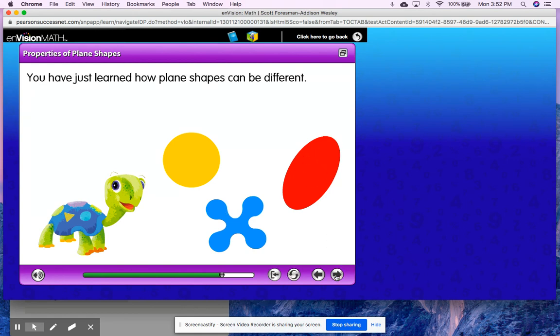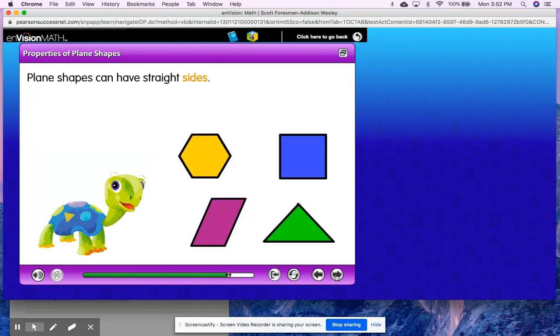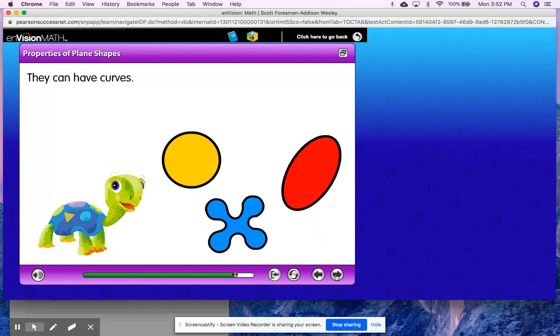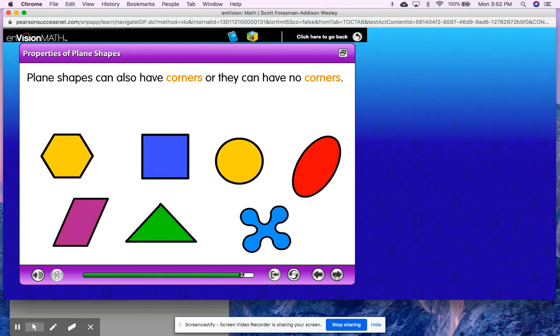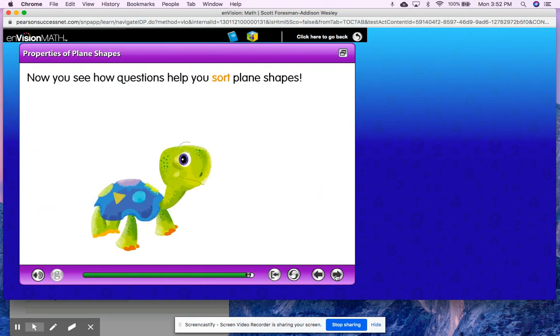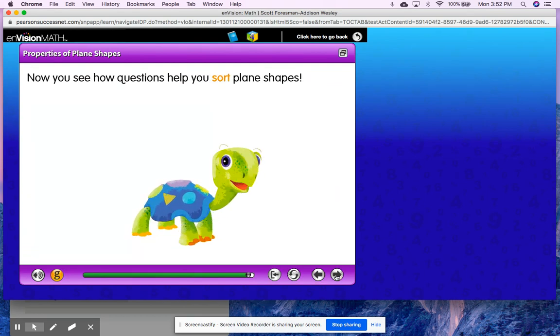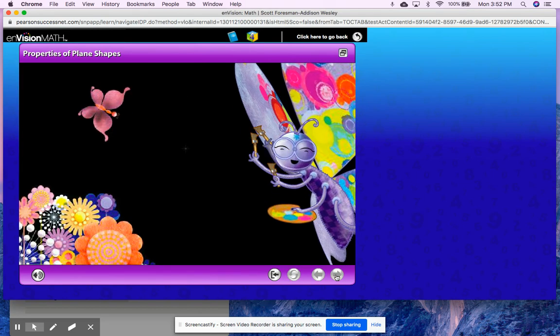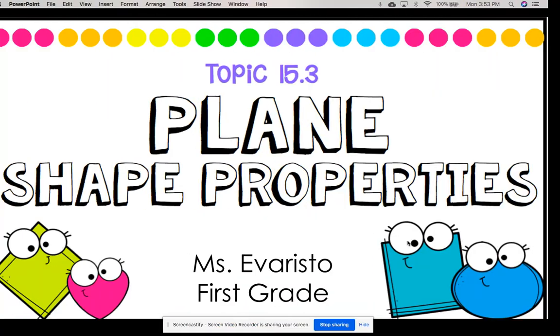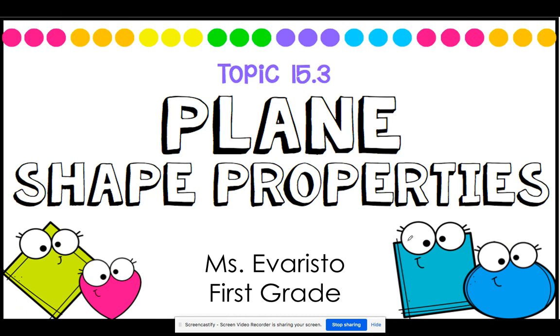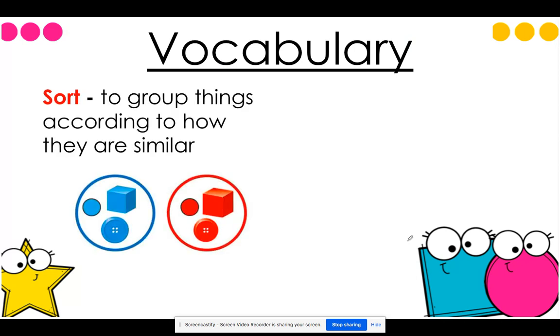You have just learned how plane shapes can be different. Plane shapes can have straight sides. They can have curves. Plane shapes can also have corners, or they can have no corners. Now you see how questions help you sort plane shapes. All right, so we're going to continue to explore how we can sort our plane shapes. Let's go into our practice problems and review our vocabulary.